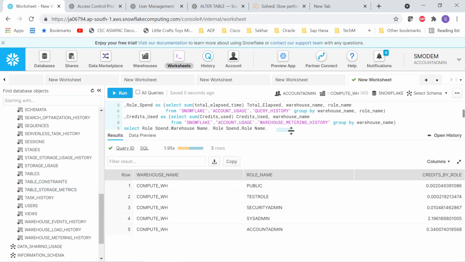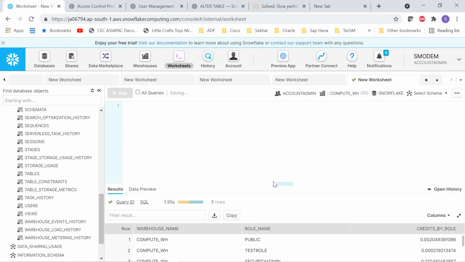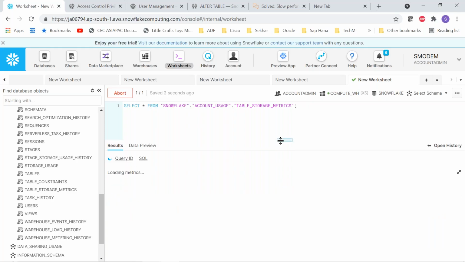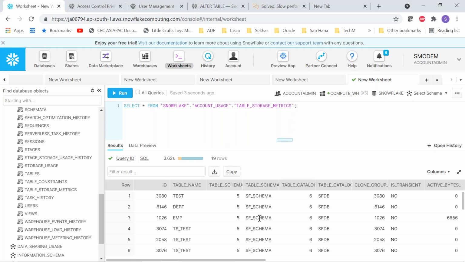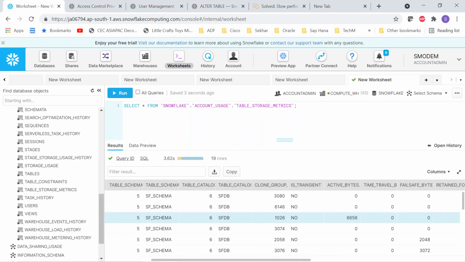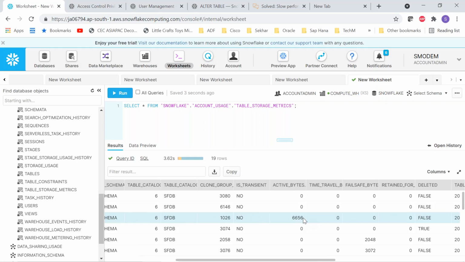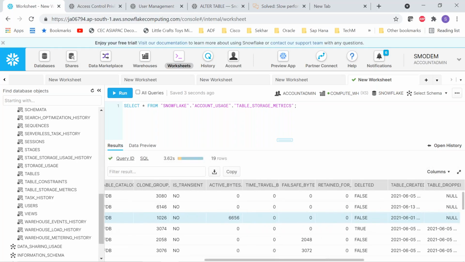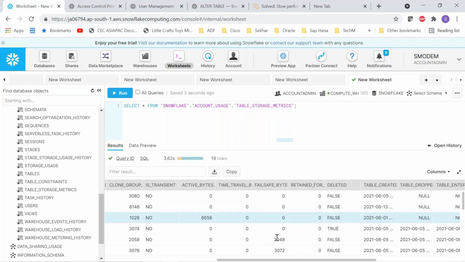This is the important one which tells you how much data has been there in the table storage metrics. So this is my schema, this is the catalog, and whether it's cloned or not, and whether it is transient or not, active bytes, part of the table right now, how much data is sitting in the table, time travel bytes, if there is any time travel stuff, and then if the table has been deleted or not, and the failsafe. So active bytes, time travel bytes plus failsafe, three of them combined together is the total storage.